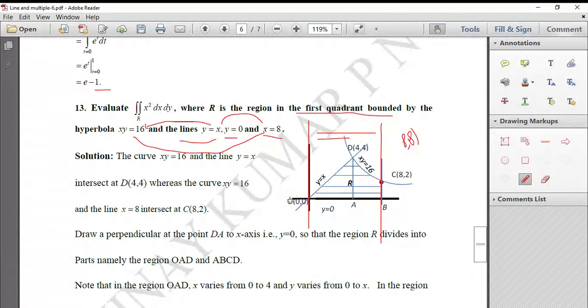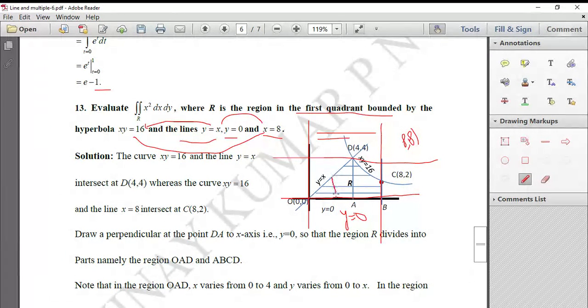And what about y? Y varies from 0 to, yes, I can say y varies from 0 to the initial limit. 0 to where? I cannot go till here, 4. If I say y varies from 0 to 4, this region also comes out. I don't want that. I want up to here only.